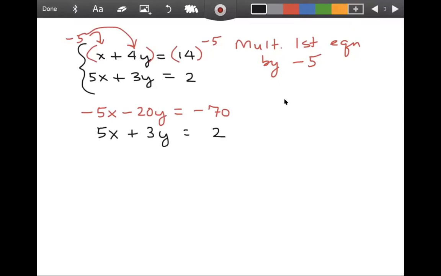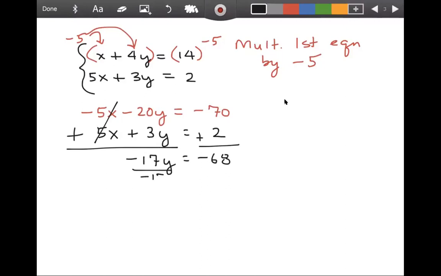The reason that I multiplied the first equation by -5 is that I saw that it would create the opposite coefficients with the x's. When I add these left-hand sides together, the x terms will drop out. -5x plus 5x cancels. -20y plus 3y is -17y. And -70 plus 2 is -68. So dividing both sides by -17, I get y equals 4.